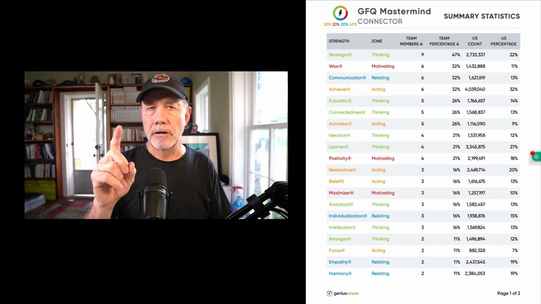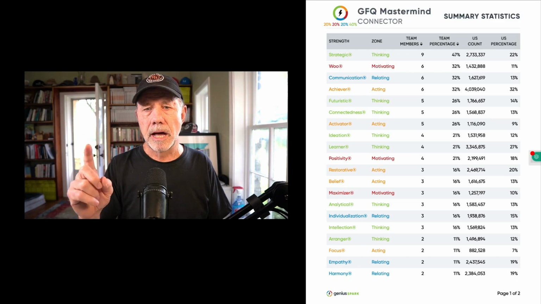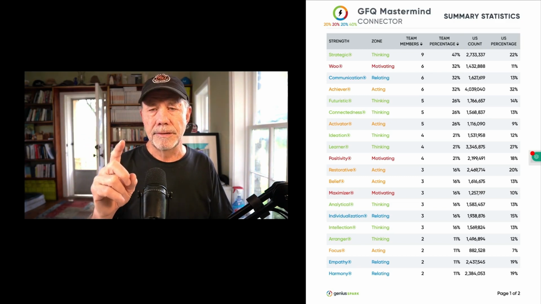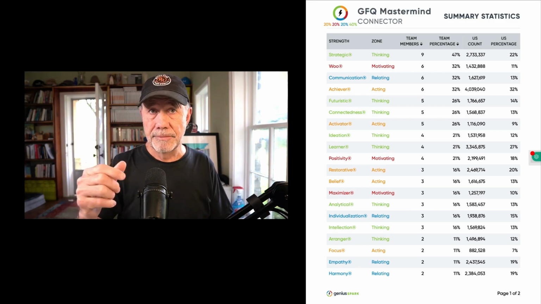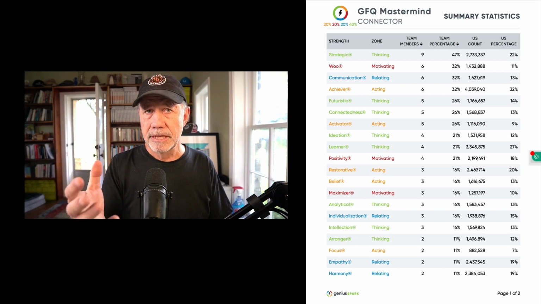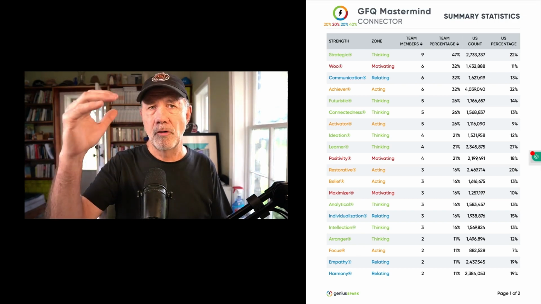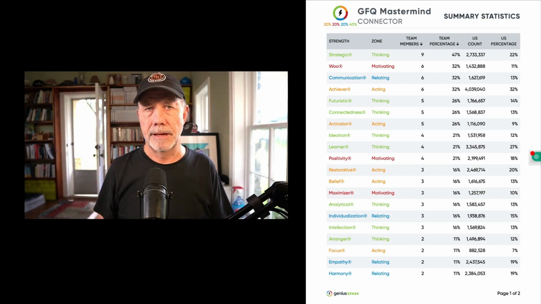In the app, there are several columns that you can toggle. You can toggle the team percentage, you can toggle the team members, you can toggle the US percentage to see it. But when you print it out, this is the format that I printed, and it's the default report that rank orders from most common to least common.